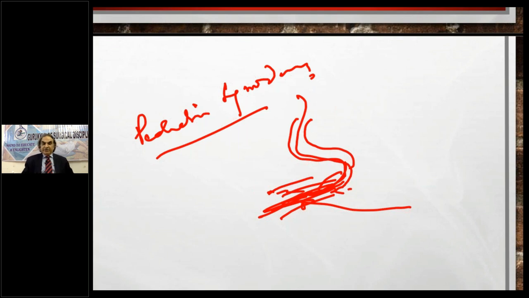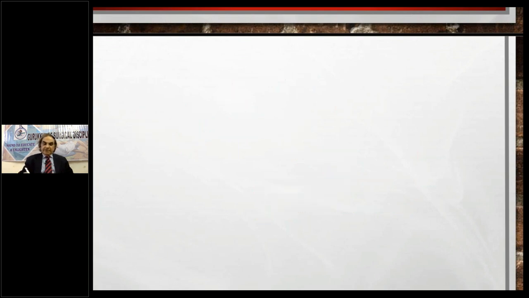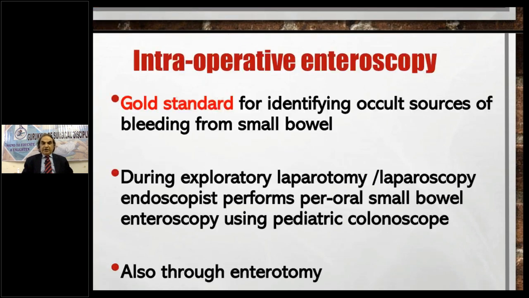Naturally invasive, not very easy to do. Sometimes you have to do a laparotomy for this, because you have to enter from one place and push it across. So it's like studying from inside. And capsule endoscopy is when you can go completely with the capsule. So it's called push enteroscopy, remember that. That is a term. Now you can also do intraoperative enteroscopy, which is the gold standard.